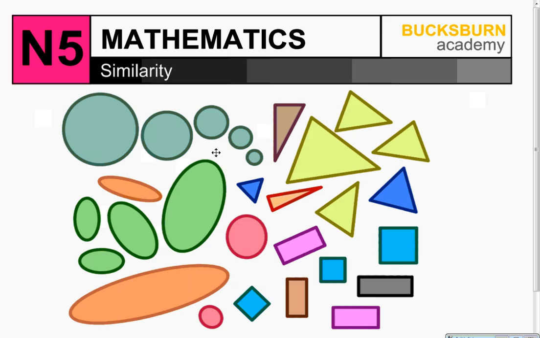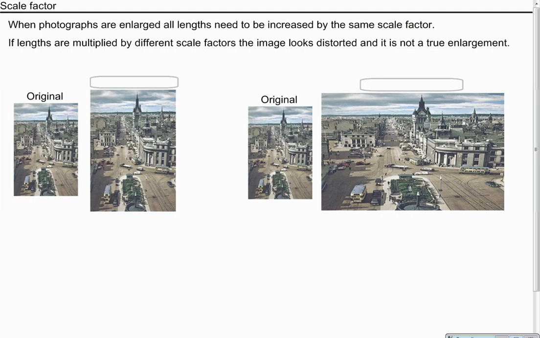This is the first lesson on the National 5 topic of similarity. In this lesson, we're looking at scale factor. When photographs are enlarged, all lengths need to be increased by the same scale factor. If lengths are multiplied by different scale factors, the image looks distorted and is not a true enlargement.